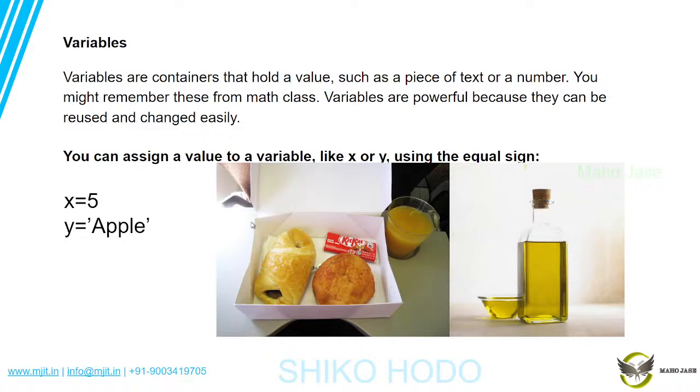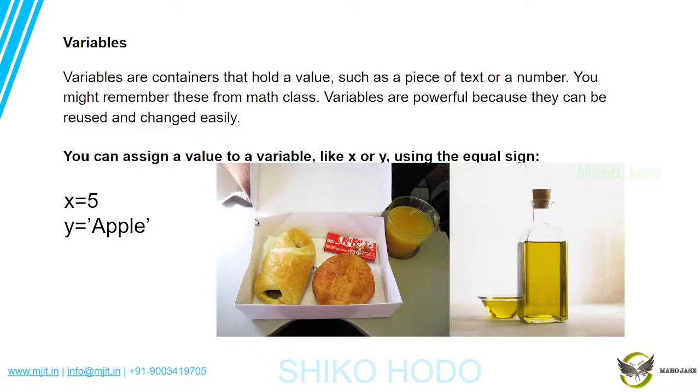In the same way, the variables are powerful and can be reused. Reused means we can use it any number of times. So there is no limit. In the same way, when we are using the tiffin box, we are using the tiffin box multiple times to store our tiffin and also change it easily.